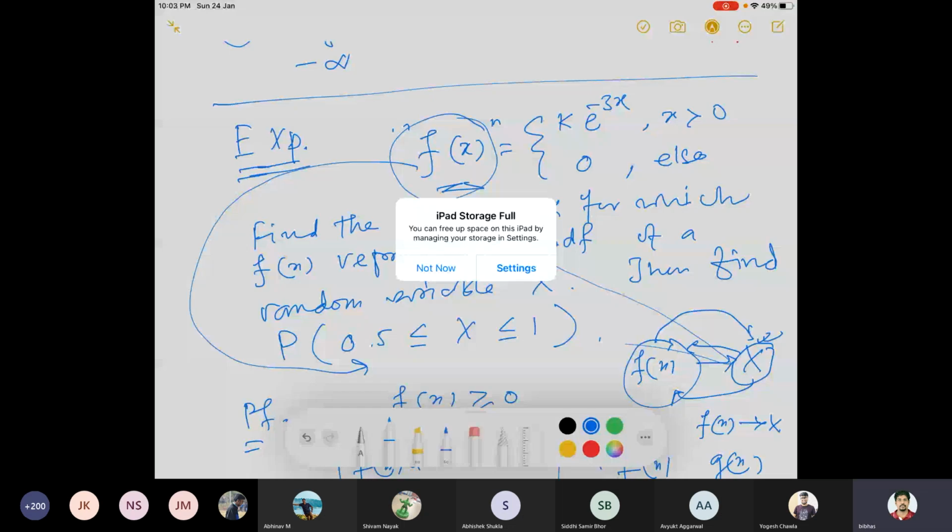iPad storage full. Not now. Okay, K. What am I writing?